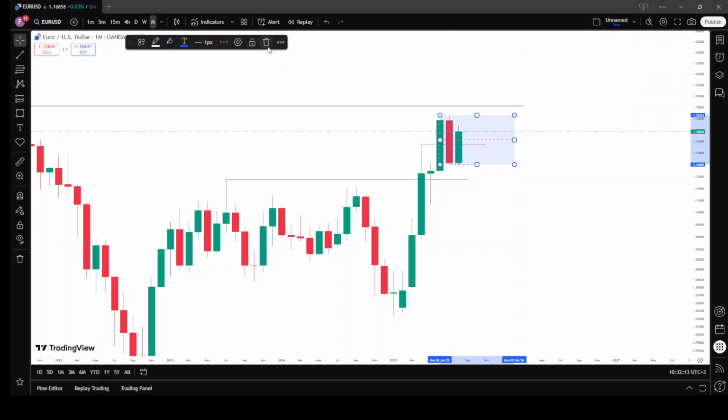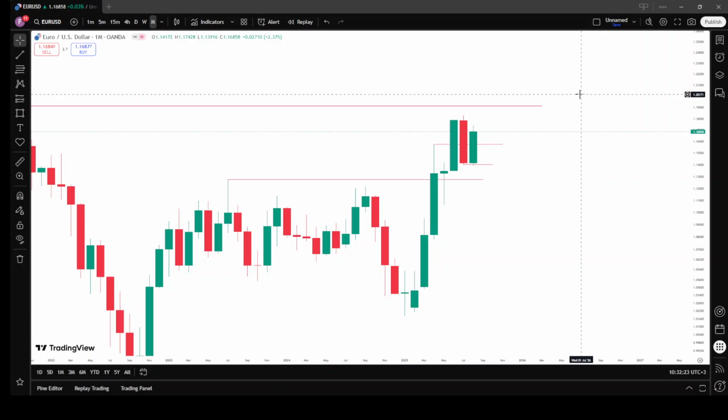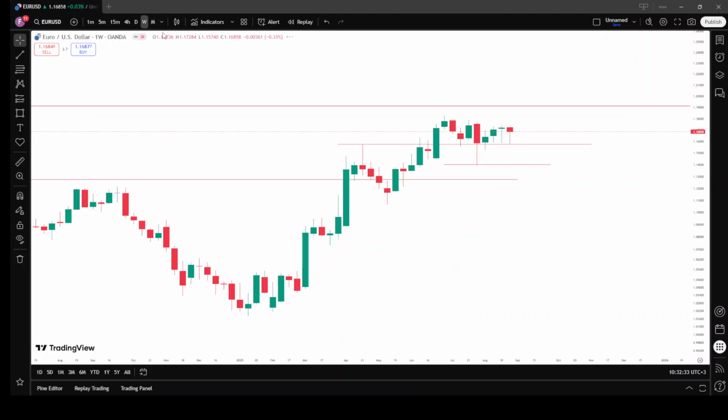So monthly looks very bullish on Euro USD, and I'd really love to see Euro USD break the 120 level. It's been talked about a lot this year, and I think it might just happen. So the 120 level looks like a very key institutional level for Euro USD. So that's the monthly chart, bullish in my view.